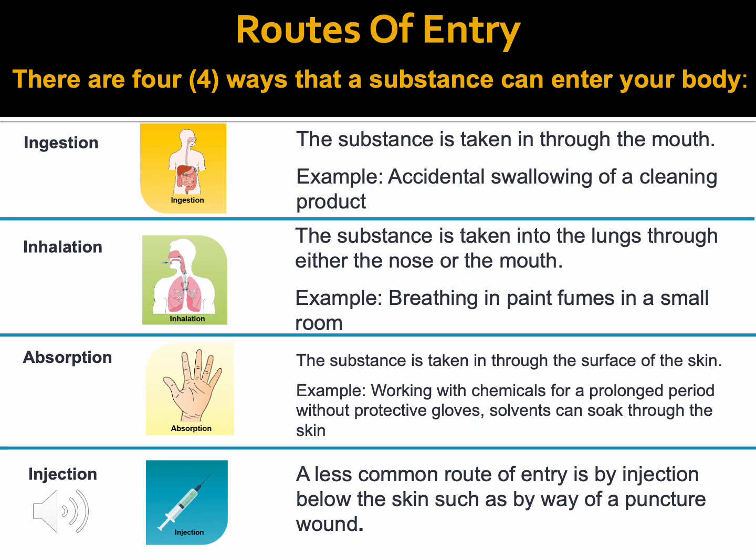Absorption. The substance is taken in through the surface of the skin. Example, working with chemicals for a prolonged period without protective gloves, solvents can soak through the skin. A glove or hazmat suit would be the best PPE to mitigate the risk.